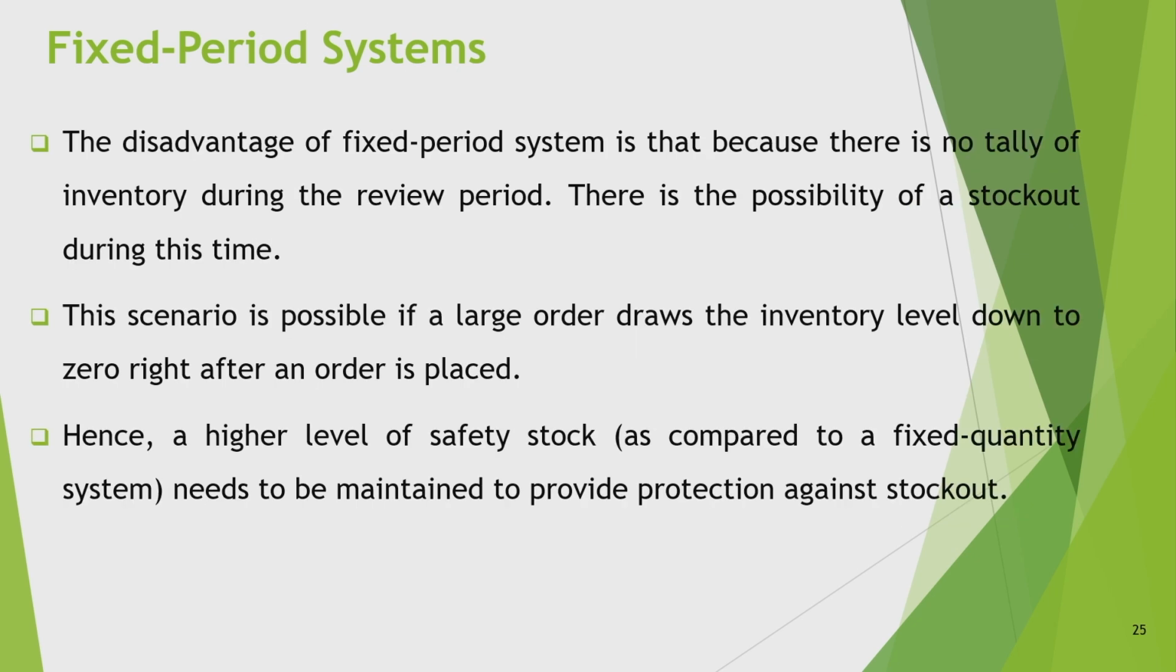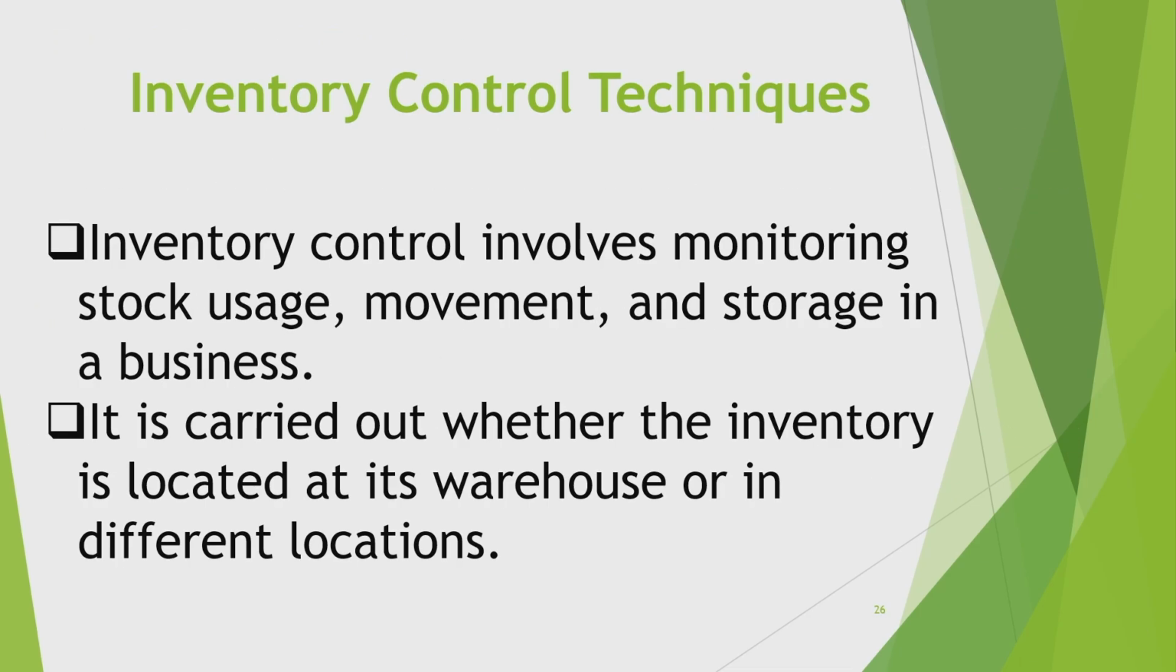The disadvantage of the fixed period system is that because there is no tally of inventory during the review period, there is the possibility of stock out. This scenario is possible if a large order draws the inventory level down to zero right after an order is placed. Hence, a higher level of safety stock as compared to a fixed quantity system needs to be maintained to provide protection against stock out.